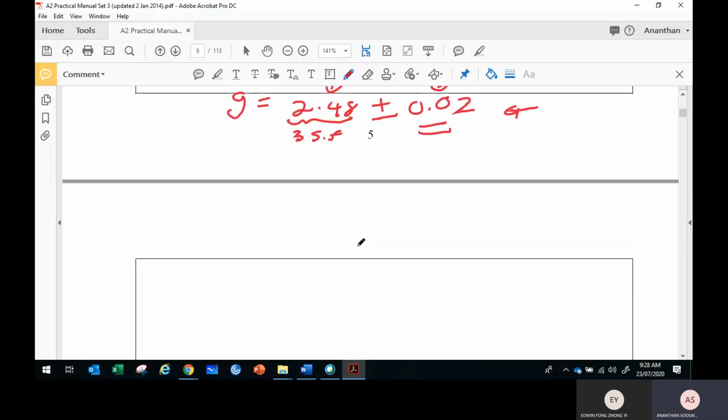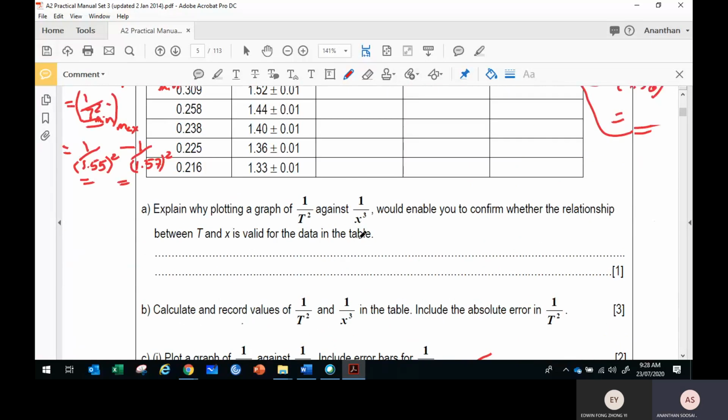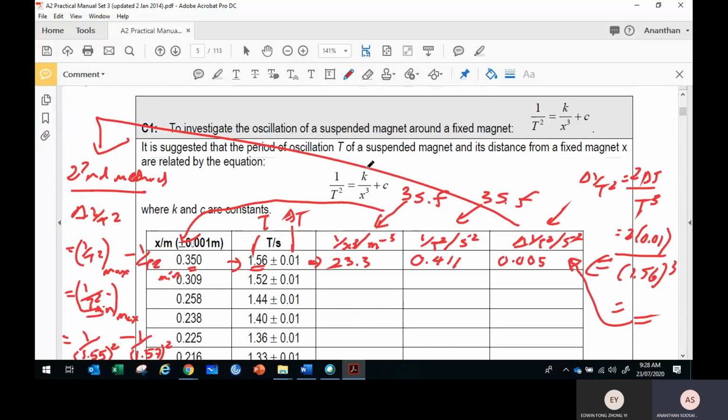So you go up and check your formula. What is your K actually? K is your gradient, right? So 1 mark is given when you show the relation. The relation is K equals the gradient of the graph. 1 mark.